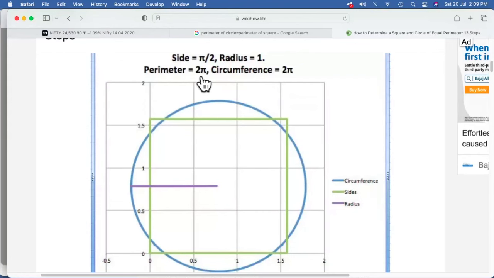So the perimeter is equal to 2 pi, and the circumference of the circle is 2 pi, whereas the perimeter of the square is also 2 pi. It does mean that we are trying to see that the perimeter of the square is equal to the circumference of the circle. Now, why is this important?